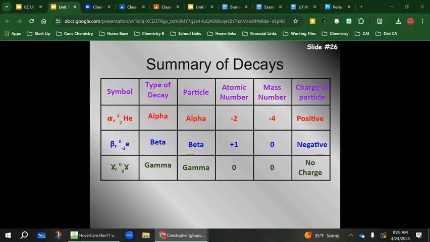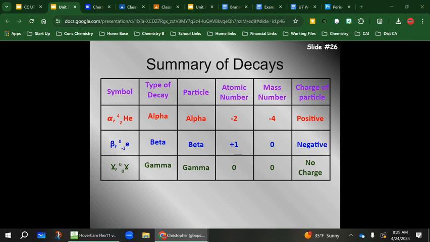Again, just so you know, this is not on the quiz tomorrow. These alpha, beta, and gamma decays are not on the quiz tomorrow. Tomorrow's the quiz.